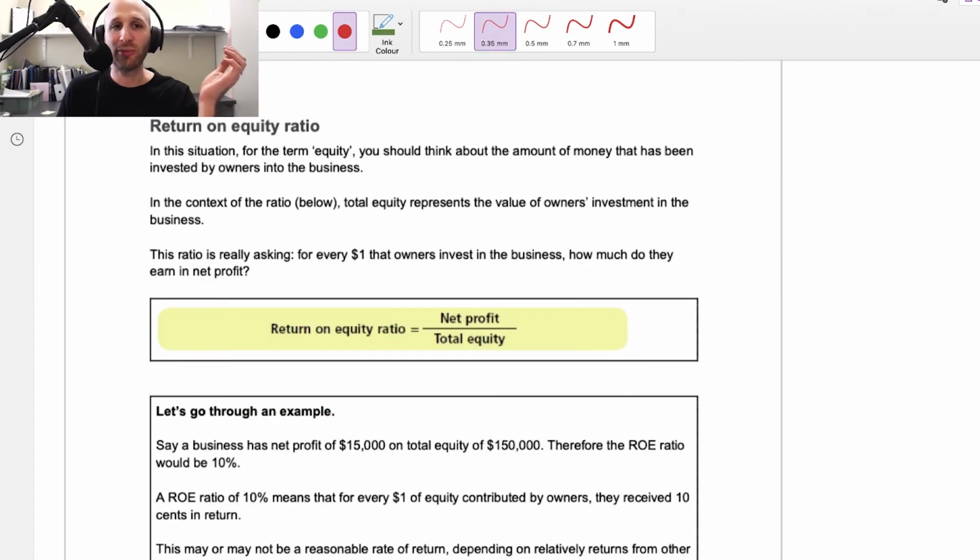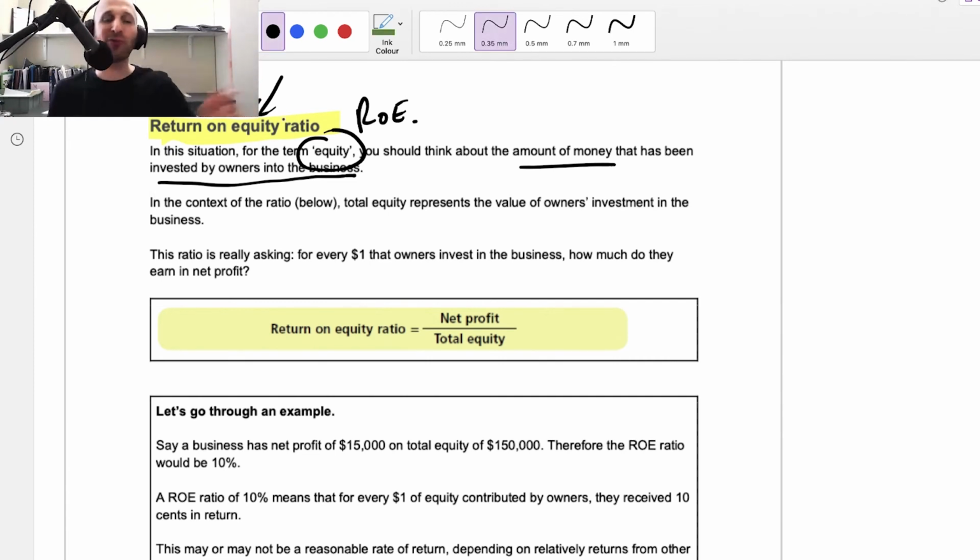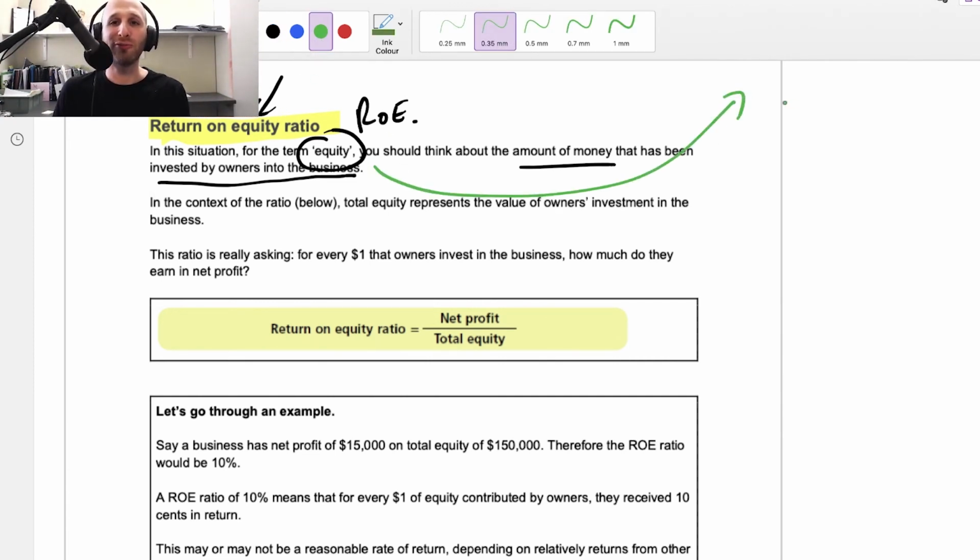So our final ratio in terms of profitability is the return on equity, or ROE. Not ROI, that's something different. So what we are thinking about for the term equity here is the amount of money that has been invested by owners into the business. So debt, that is an external source of finance. Equity, this is an internal source of finance.